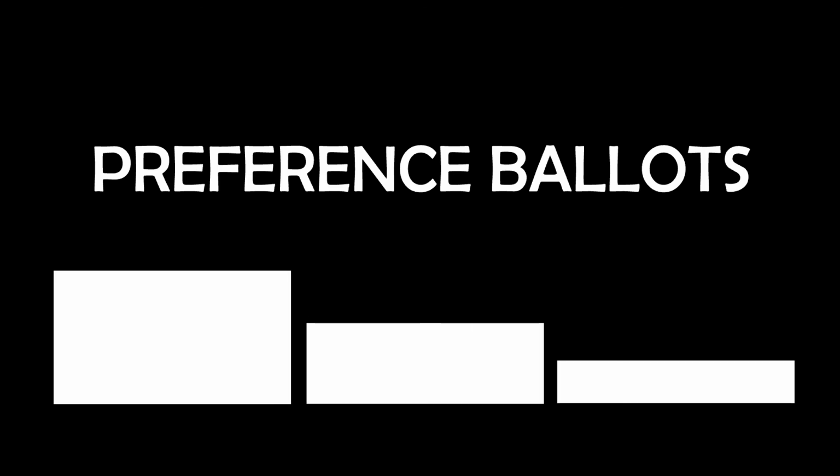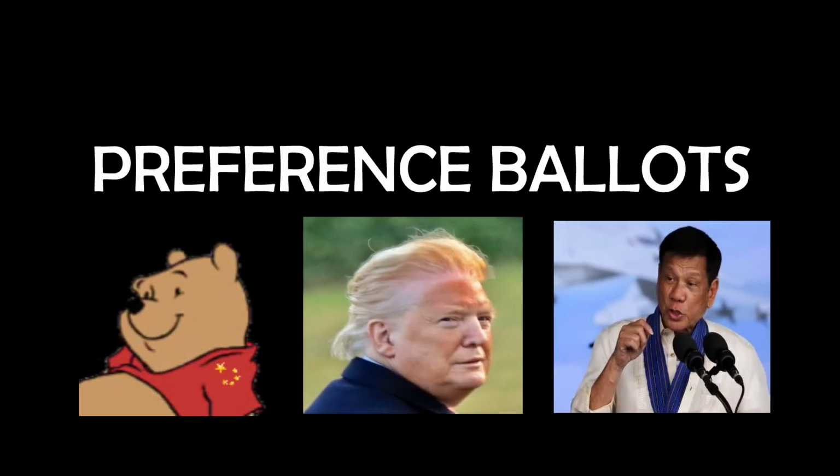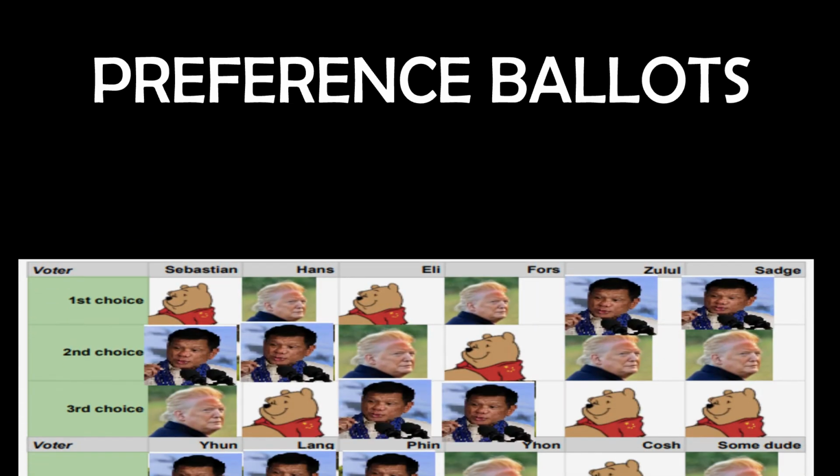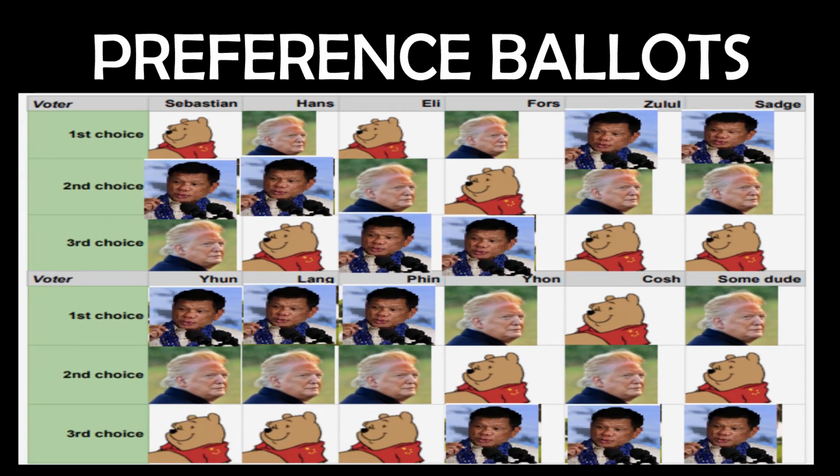To begin, we need to know what preference ballots are. It's putting your choices in order from your best pick to the one you're least likely going to pick. Let's have candidates Pooh, Trump, and Duterte, right? Here, we see an example of preference ballots. The voter Sebastian's first choice is candidate Pooh, and last choice is candidate Trump.